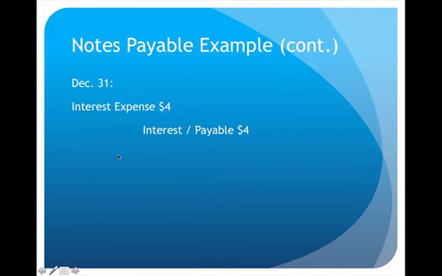Then on December 31st, because it is the end of the month and the end of the year, I have to accrue interest. Now in this case, it's only been 15 days. So 15 days worth of interest on this particular note would work out to $4. And that's based on my simple interest formula. So I book that as an interest expense on the debit side, and because I haven't paid for it yet, that's another liability, interest payable. And interest payable is a liability just like note payable, just like accounts payable. Any of those are all going to be liabilities.